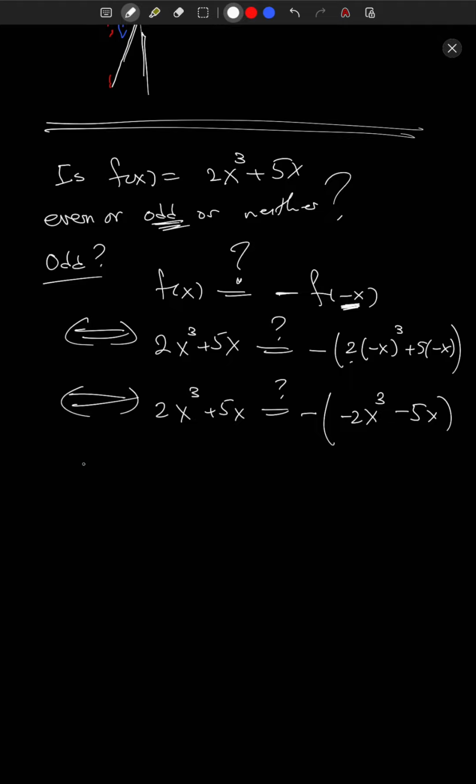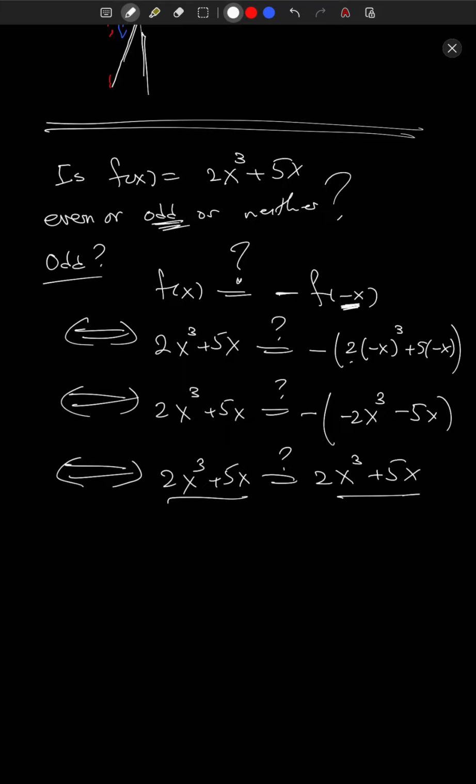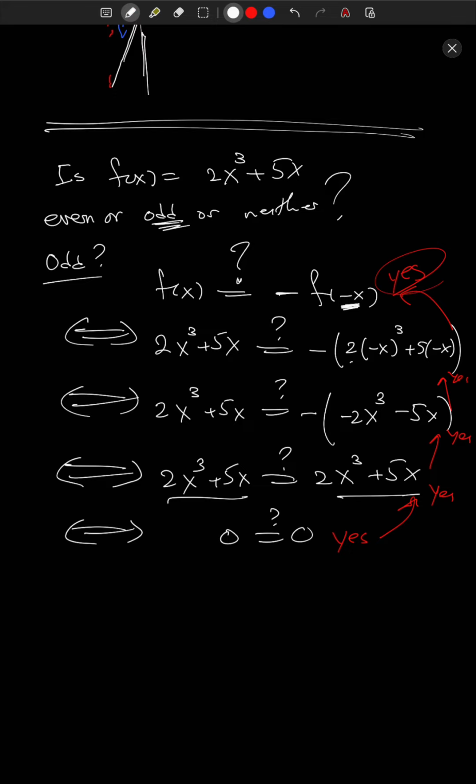All right. Okay, let's keep going. Is 2x cubed plus 5x equal to this? Now I'm going to distribute the minus signs in. So I get 2x cubed plus 5x. Are these two equal? Yes, they're literally the same thing. In fact, if I wasn't sure, I could go one more step, subtract the 2x cubed on both sides, subtract the 5x on both sides, and I would be asking, is 0 equal to 0? And that's certainly yes, right? And so the next one above is yes, this one is yes, this one is yes, this one is yes, and so this guy is odd.